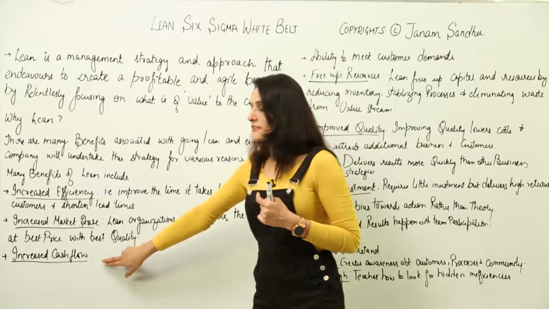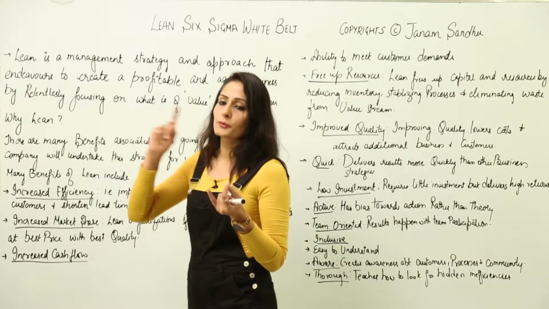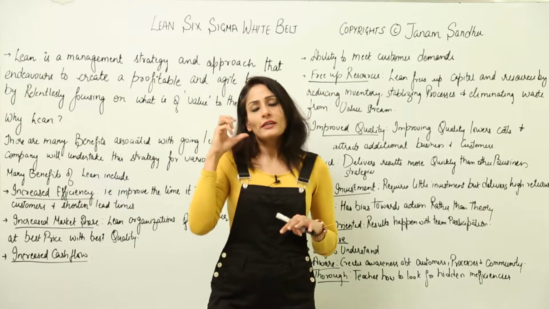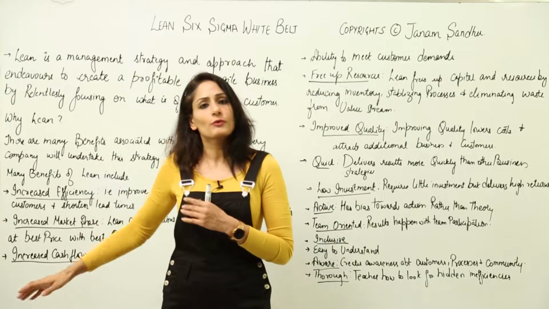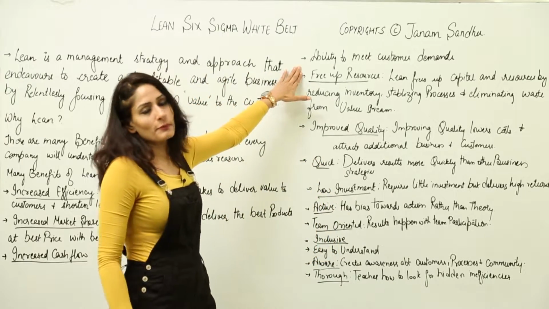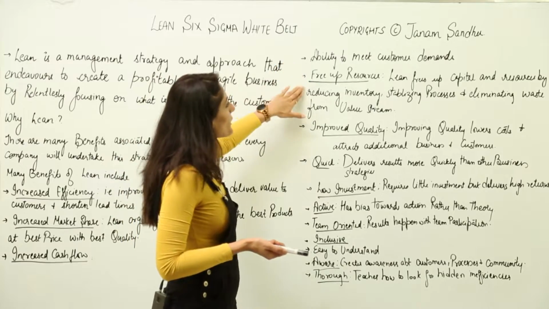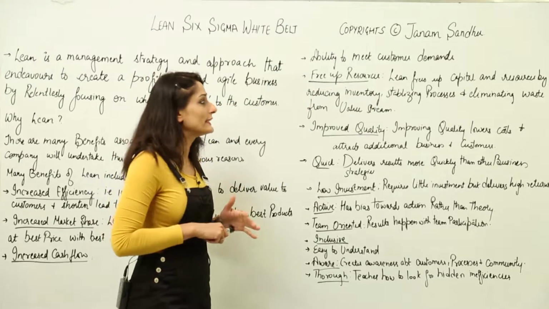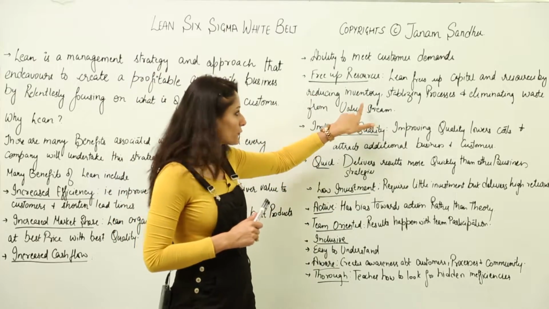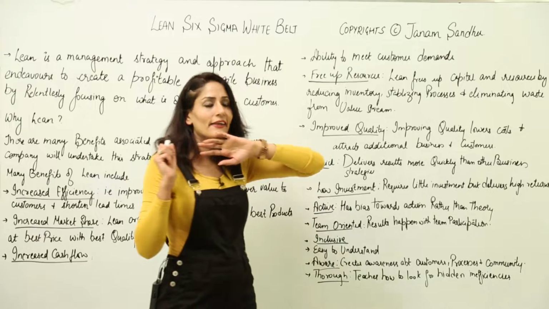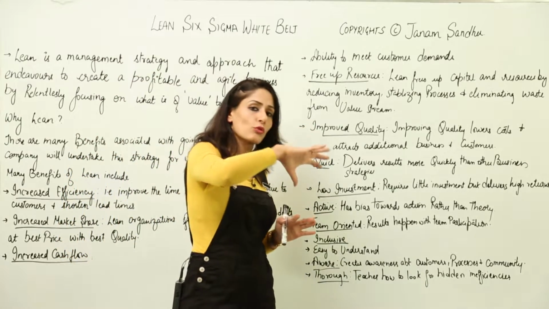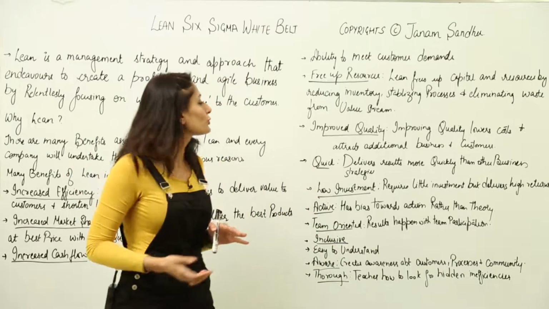Then it increases the cash flow. Obviously when there are fewer defects, no rework, and less inventory is used, and things are produced at the pull of the customer, the cash flow will increase. Then the ability to meet customer demands, it's very clear. Then it frees up resources. Lean frees up capital and resources by reducing inventory, stabilizing processes and eliminating waste from the value stream. So you have resources to give better value to the customer.